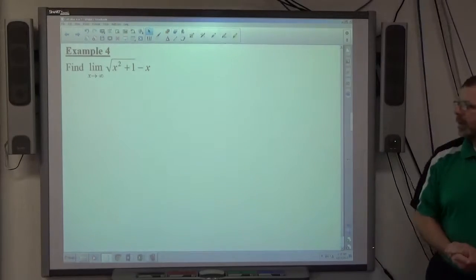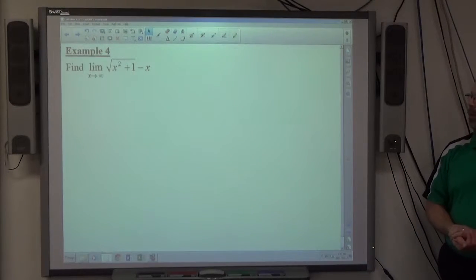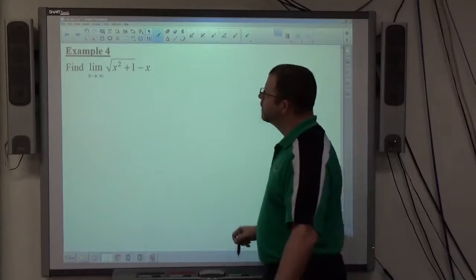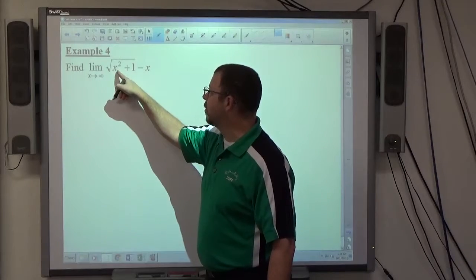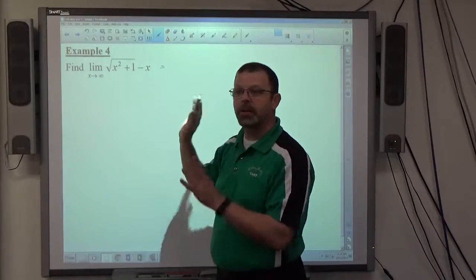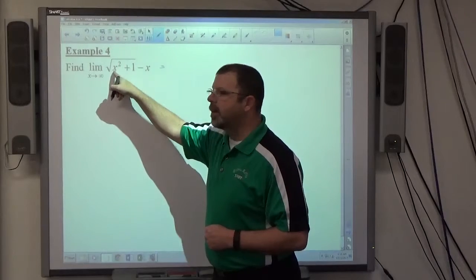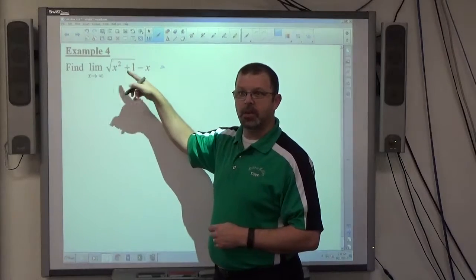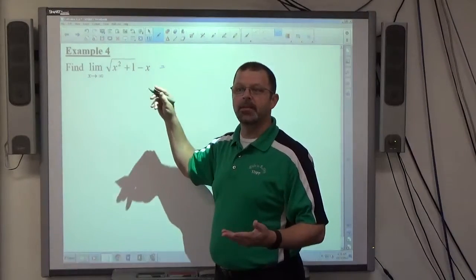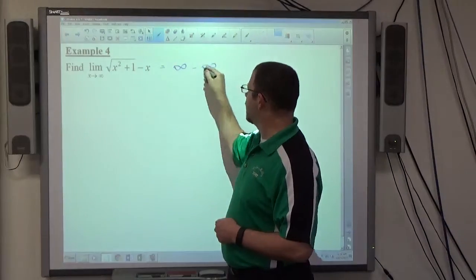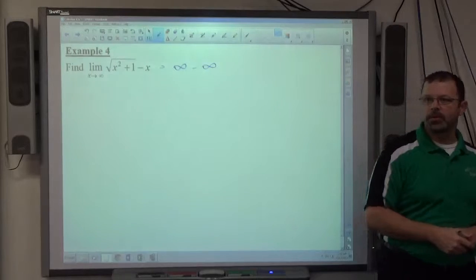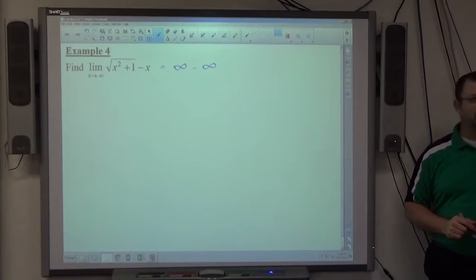Okay, example 4. Limit as x approaches infinity of the square root of x squared plus 1 minus x. If I just put infinity in for x, infinity squared plus 1 is infinity squared plus 1. The square root of that is about infinity, right? We're subtracting infinity from that, so we get infinity minus infinity, which equals 0, right? That seems like a reasonable answer.